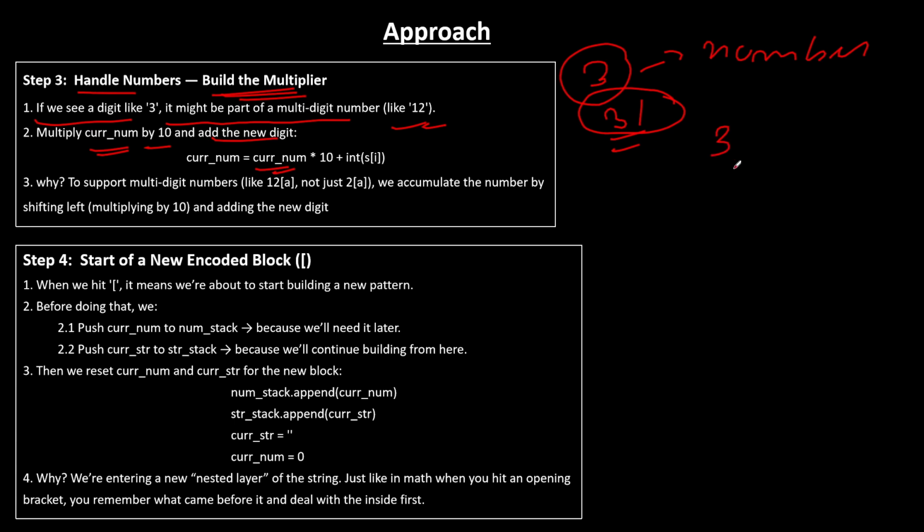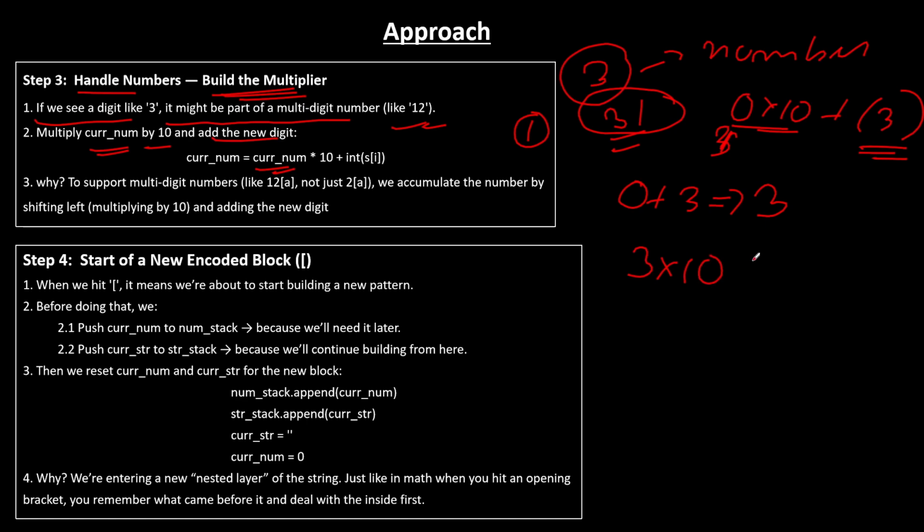The current number right now is 0. You multiply it by 10 and add the 3. So we convert 3 into an integer, and 0 times 10 becomes 0, plus 3 gives me 3. Then again you go, and you get 1. You have 3 as current, multiplied by 10, plus converting the string 1 into an integer. You get 30 plus 1, then it's 31, right? This is what we are doing here.